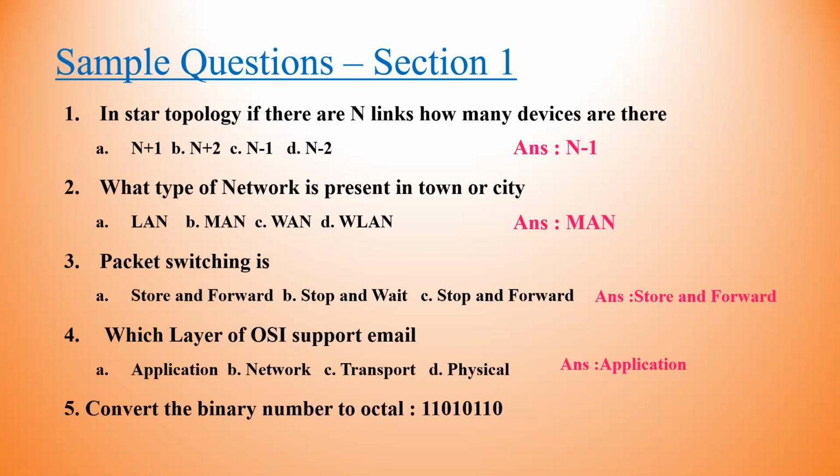Moving to the next question, which will be a calculation question. Convert the binary number to octal. So you should be familiar with all the number systems, converting binary to decimal, decimal to binary, hexadecimal, and octal. So based on calculation, we can see from the left-hand side, 110 will be 6, 010 will be 2, and 11 will be converted to 3 because we add a 0 in front of it. So the correct answer is 326. So these are the type of questions that you can expect in section 1.